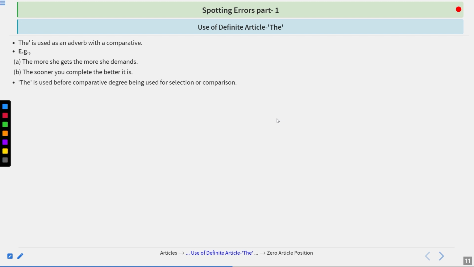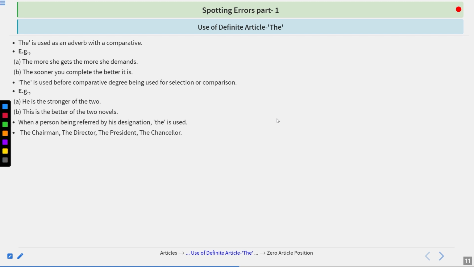"The" is used before a comparative degree being used for selection and comparison. Example: he is the stronger of the two. In this case, we use "the" before comparative degrees when we are selecting or comparing. This is the better of the two novels. When a person is being referred to by his designation, "the" is used: the chairman, the director, the president, the chancellor. Example: all financial decisions will be taken by the chairman.